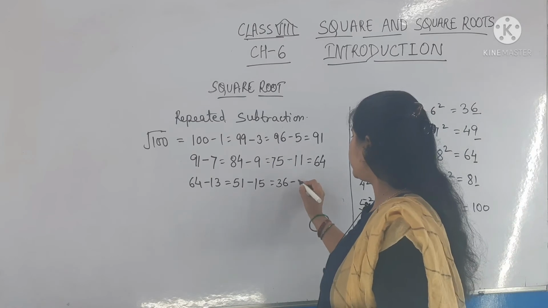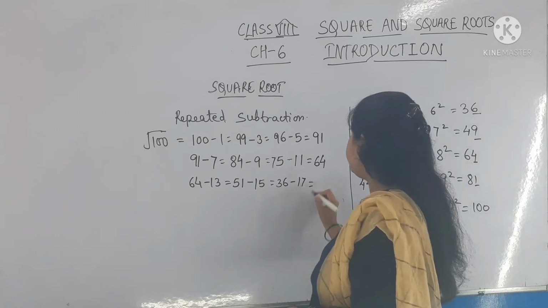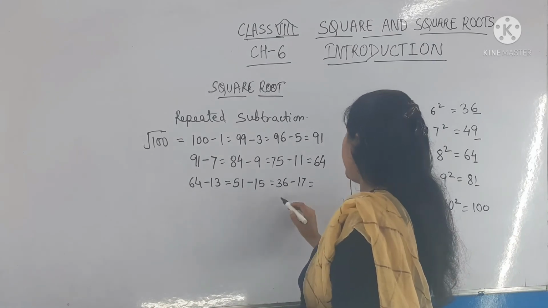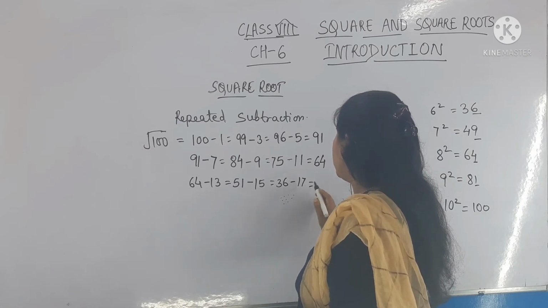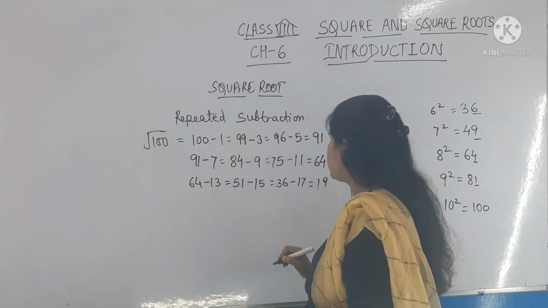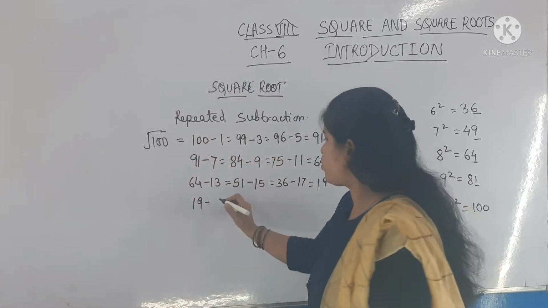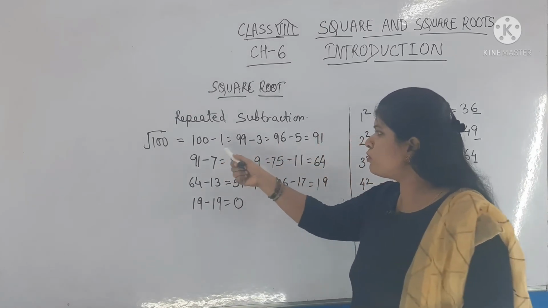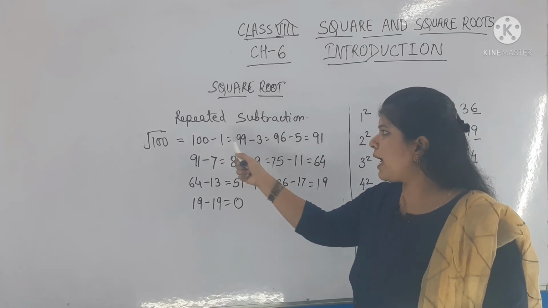After 15 it is 17. 17 is the odd number: 36 minus 17 is 19. After 17, what is the odd number? It is 19, so I am subtracting 19. So in sequence you have to subtract the odd numbers. Okay, so 100 minus 1, I am getting 99.